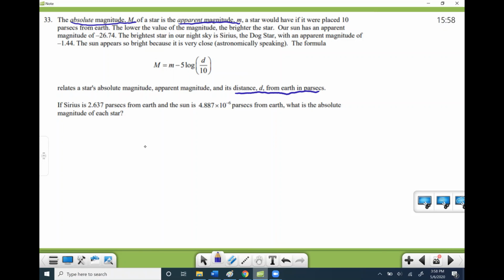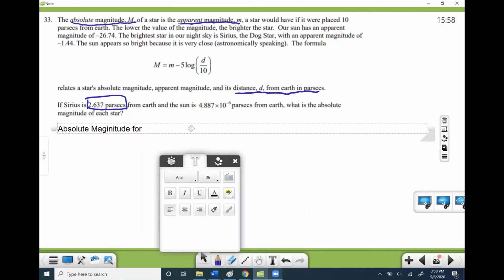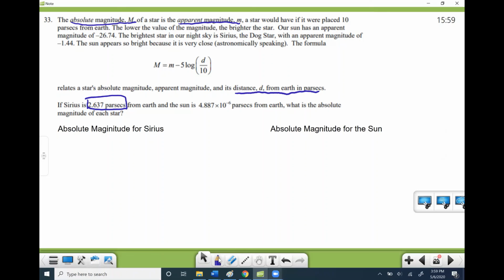While I'm typing, I want you to think about what they just gave you and see if you can tell what letter you would plug that in for. I'll give you a minute. All right, what do we think? We have 3 different letters: big M, little m, and d. We just have to figure out what that 2.637 is going to go in for.